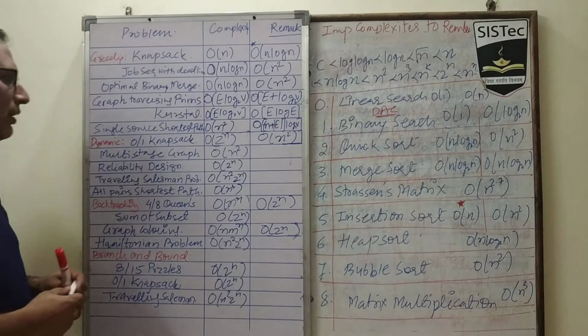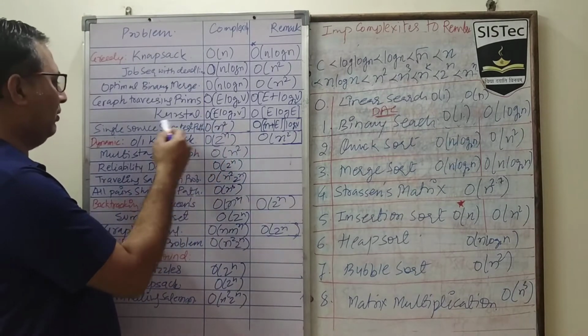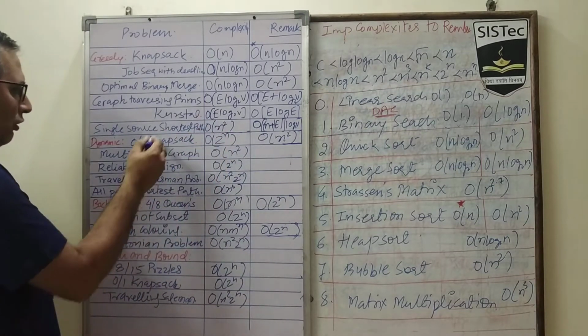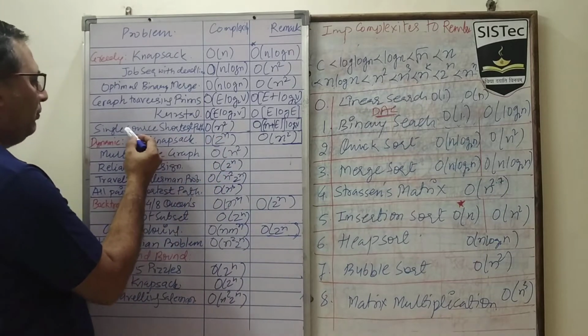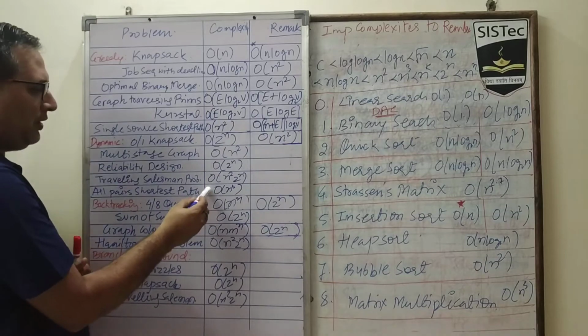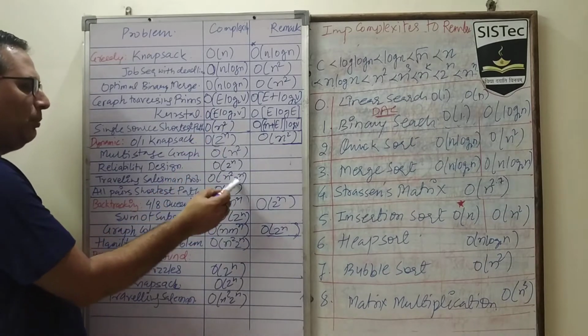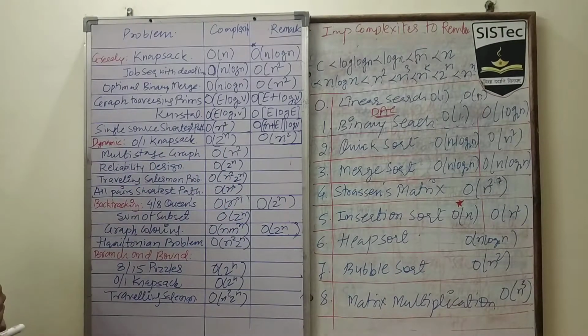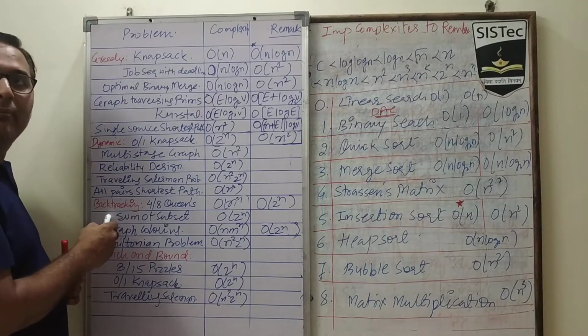All pairs shortest path. It is, you can say, the variant of single source shortest path. For single source shortest path, complexity is n square. For all pairs, say n vertices, for each one n square, the complexity will be big O of n to the power k. Now let's move to backtracking.